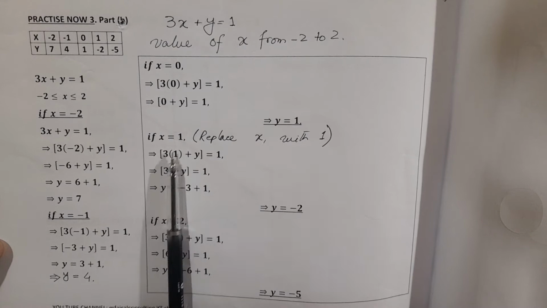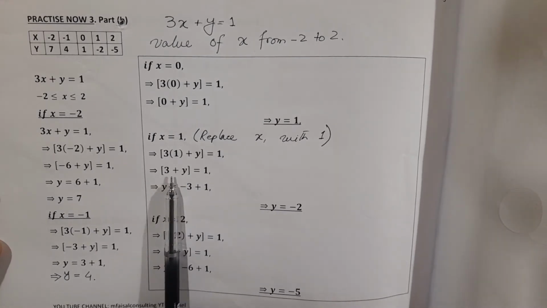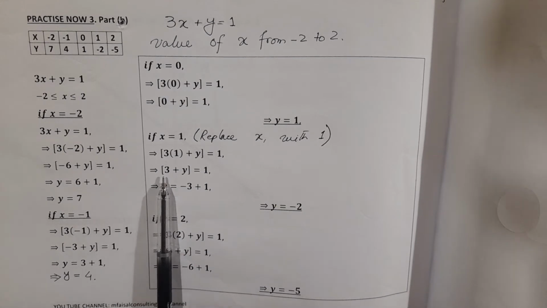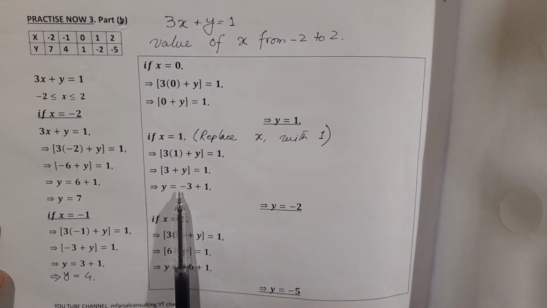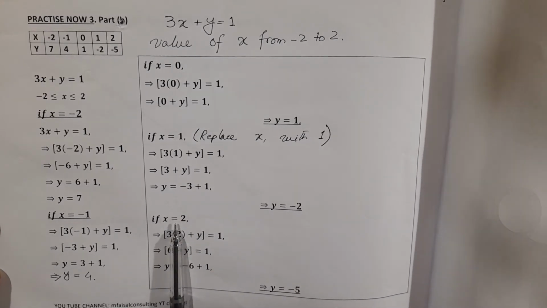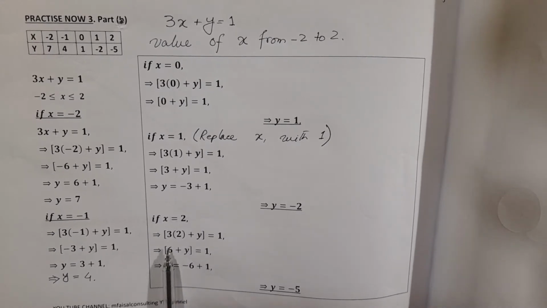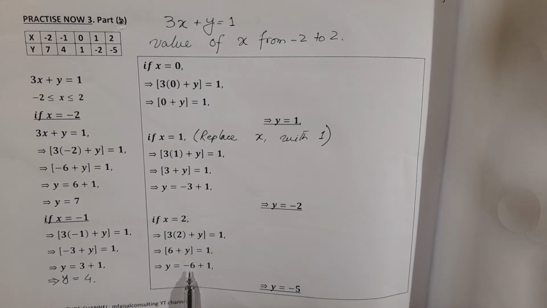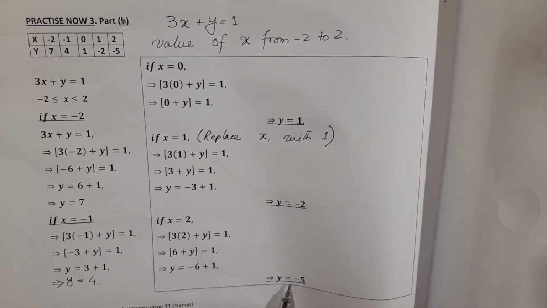If x is equal to 1, replace x with 1. 3 multiplied by 1 is equal to 3. Taking 3 on the right hand side of the equalizer, it becomes minus 3. So y is equal to minus 3 plus 1, y is equal to minus 2. If x is equal to 2, replace x with 2. 3 multiplied by 2 is 6. So moving 6 on the right hand side of the equalizer, it becomes minus 6. Y is equal to minus 6 plus 1, y is equal to minus 5.